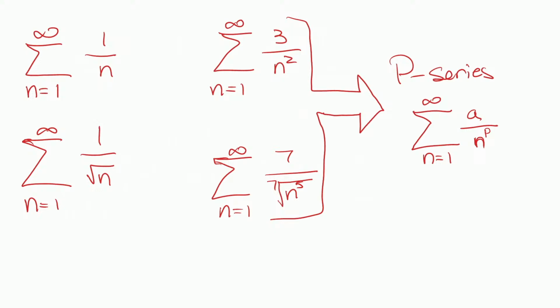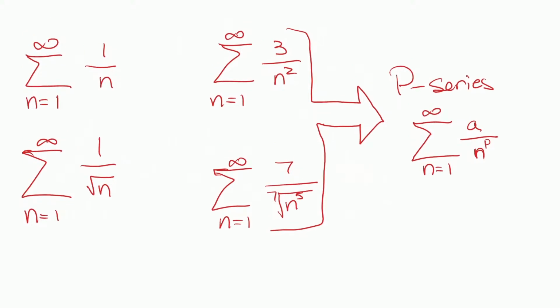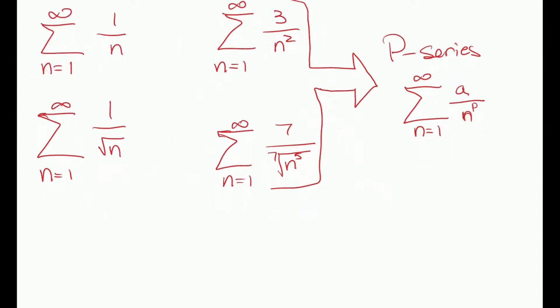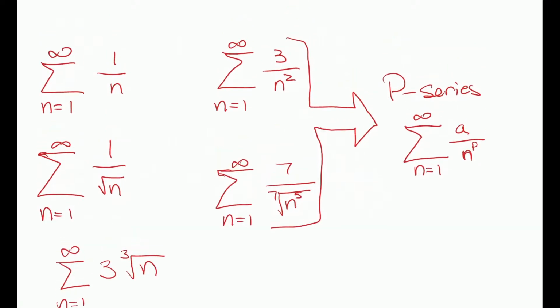Oh, I should do one more. Just a minute. I just realized this will be fun. Let's do this one, just to add to the list, add to the intrigue. How about this? N goes from 1 to infinity of 3 times the cube root of n. That's a good one. That's also a P series. You might say, well, how is that a P series? Well, let me show you why these other ones are p-series, and then we'll get back to the PowerPoint.